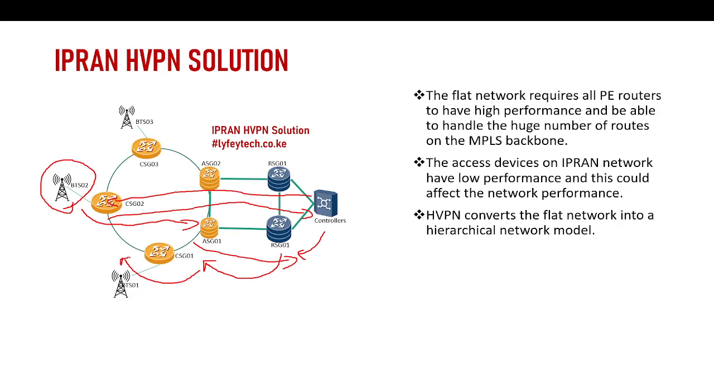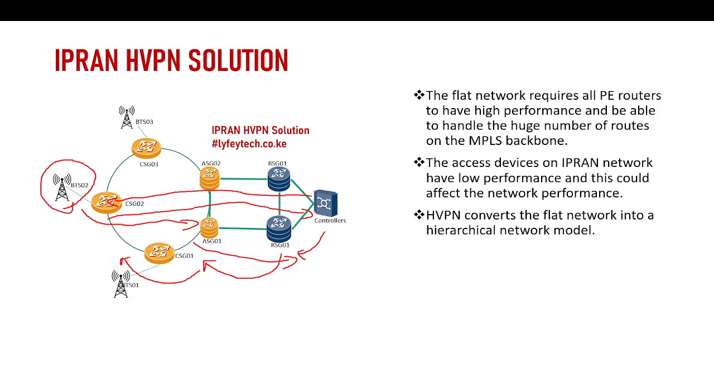So no matter if it's the RSG, the ASG, or the CSG, remember they are all acting as the PE routers on the IPRAN network. So they should be capable of handling the many number of routes that are exchanged on the service provider network. But generally, when we are setting up the IPRAN network, you realize that we are using different types of routers as RSGs, ASGs, and CSGs. CSGs, normally they are just the low-end routers, just 1U routers, the compact boxes that are used to just connect to the BTS. They could be even a switch, a simple switch.